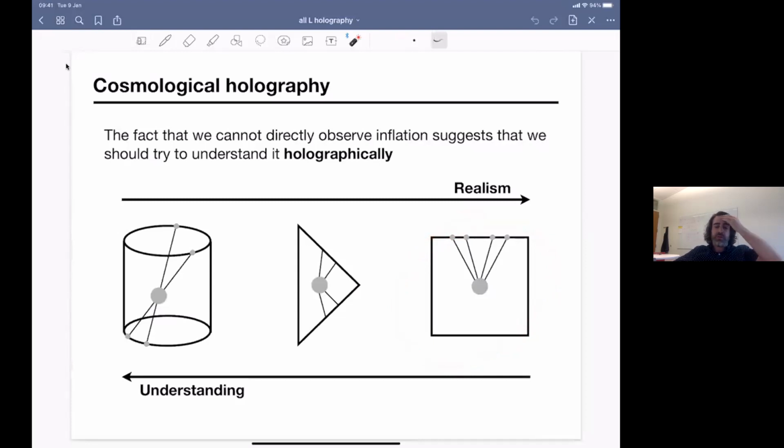Okay, and so very roughly speaking, the philosophy I'm going to take is the fact that we don't directly see inflation, we merely infer its existence. I'm going to take that as a hint that maybe we should try to think about inflation from a holographic perspective. And let me also say, please feel free to interrupt me. I know we're straddling the Zoom and post-Zoom era, but please try to interact. It'll make it more fun for everybody.